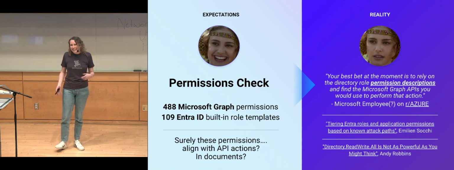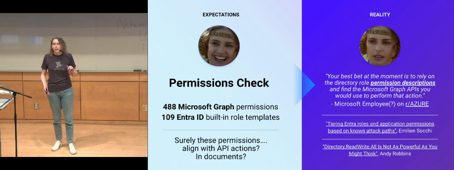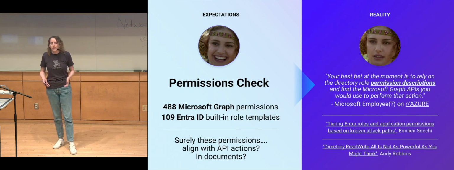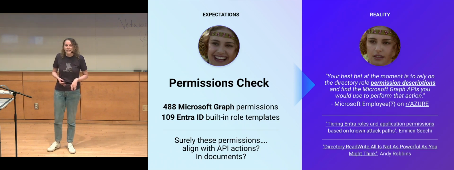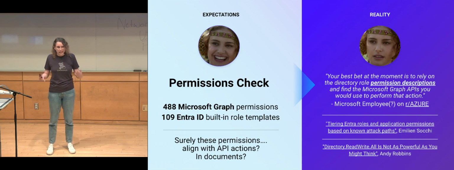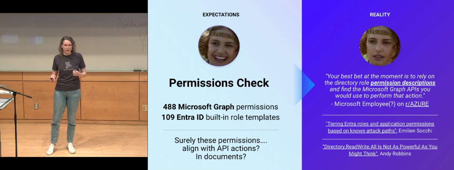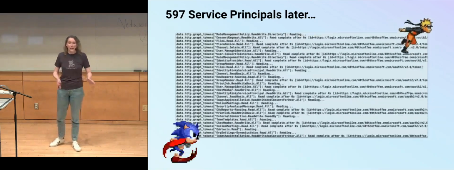That's OK, I guess. There's a couple of articles that I've linked below that go into more detail on how permissions in Microsoft Graph and roles in Entra ID might not do what you expect them to. They're really good reads just on generally the background behind some of this and just what happens when you can't actually know the answer. So we've got what? 488 permissions, 109 role templates. That doesn't sound like manual testing. 597 service principals later, allow me to explain.